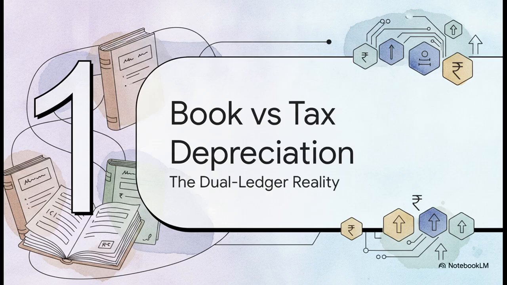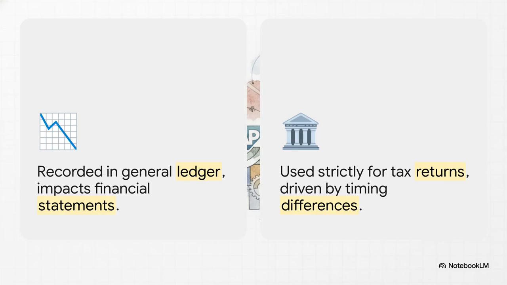Let's jump right into Section 1, Book versus Tax Depreciation. So, book depreciation is what you're going to find in your company's general ledger. It directly impacts your financial statements and, of course, your overall trial balance. Tax depreciation, on the other hand, is the amount specified strictly for your company's income tax returns.